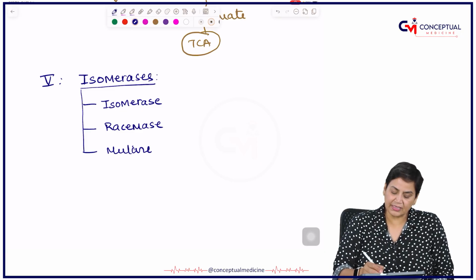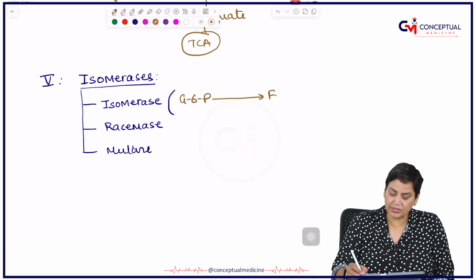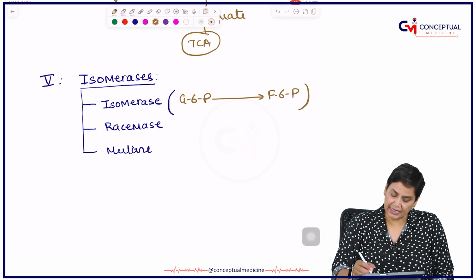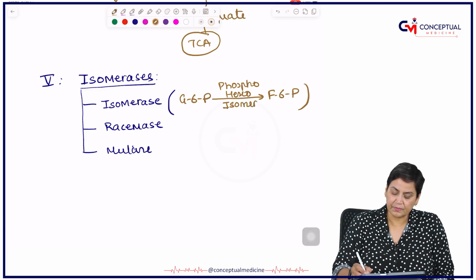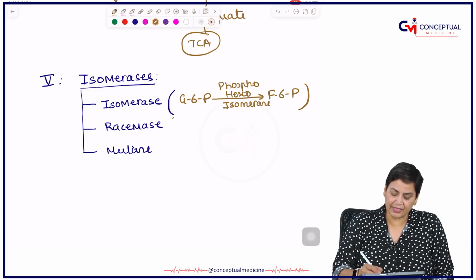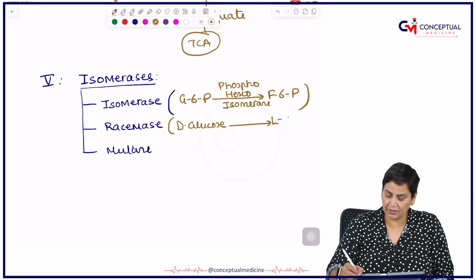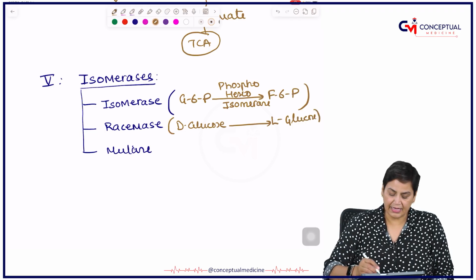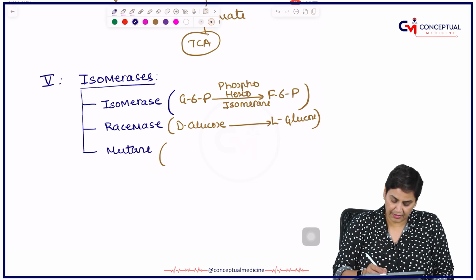If we talk about isomerase, I can simply say that an example will be glucose 6-phosphate converted to fructose 6-phosphate. The name of the enzyme is phosphohexoisomerase. Right. If we talk about racemase, racemase means conversion of D-glucose to L-glucose. And if we talk about mutase, the most common one is phosphoglucomutase.